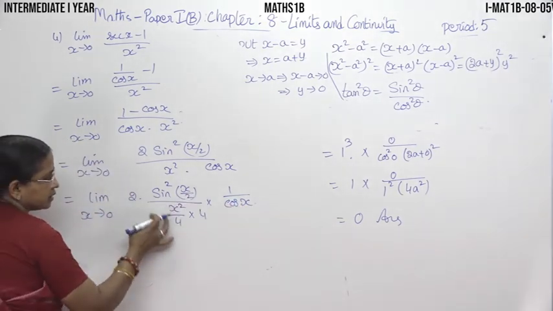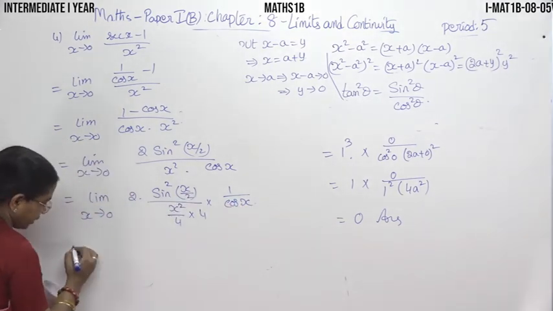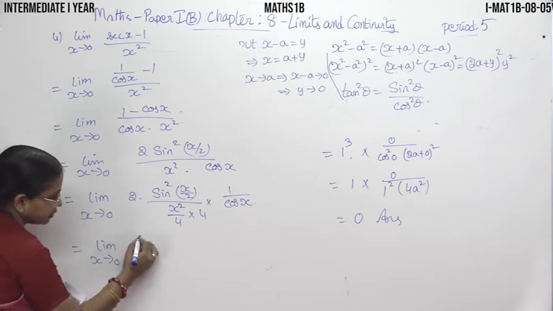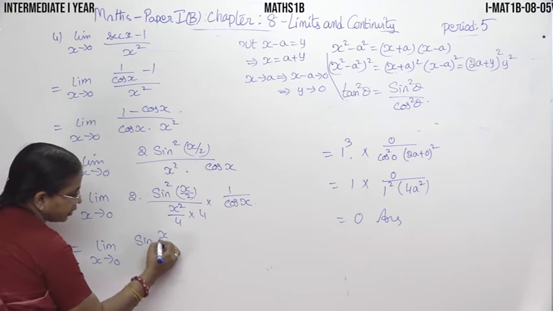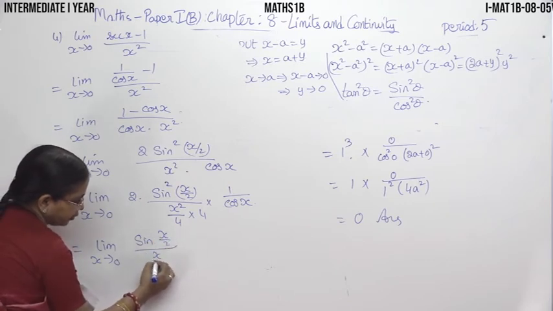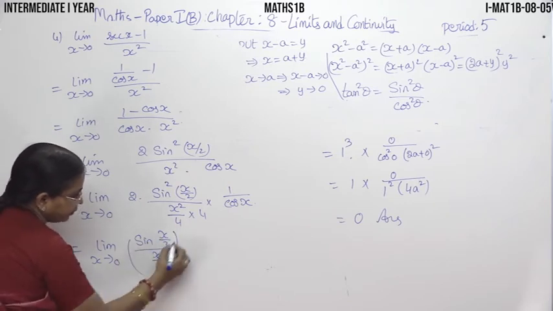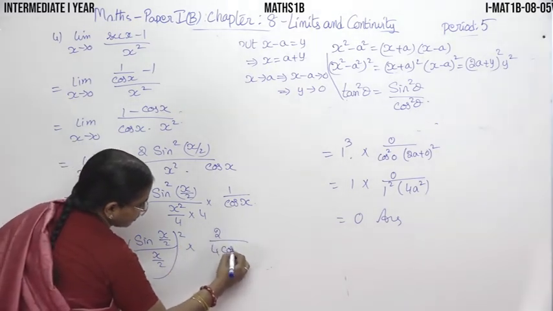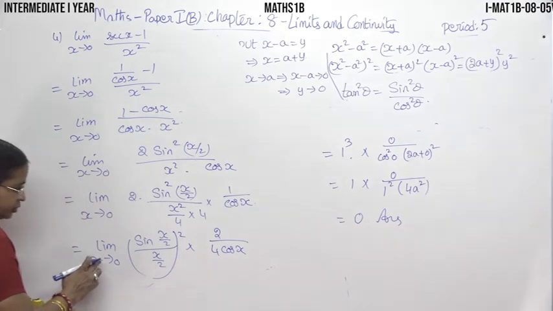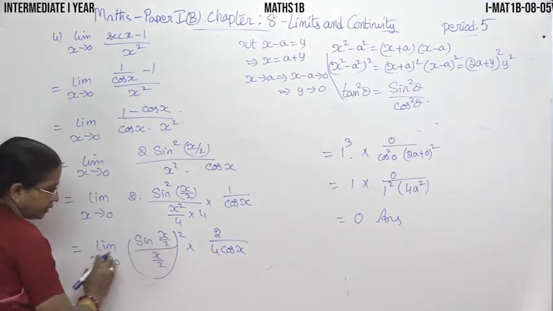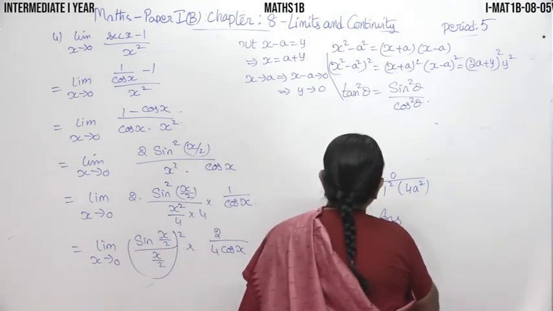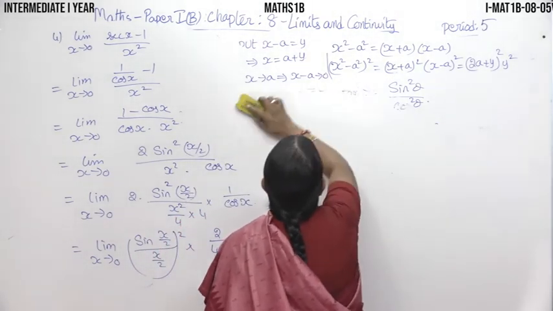Now this is in the standard form. The rest we will write separately. So it is limit x tending to 0 of sin of x by 2 by x by 2 whole square into 2 by 4 cos x. Now this also we should change. We'll write the limit for this separately and for this separately, and then we will find the standard limit value.